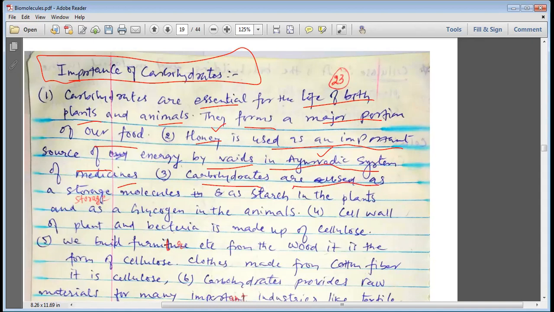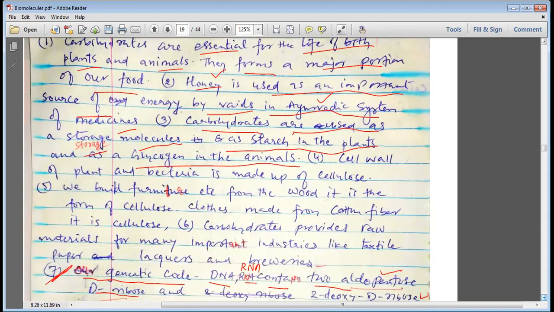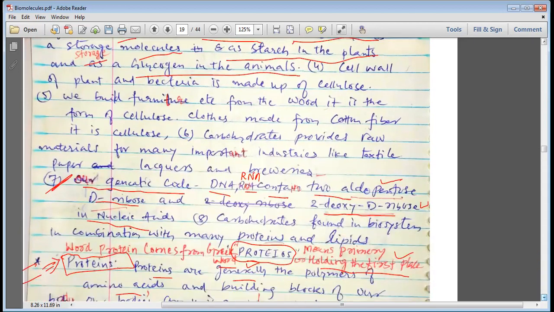Carbohydrates are used as storage molecules, as starch in the plants and glycogen in the animals. So these carbohydrates are used as storage molecules in the body of animals and plants. The cell wall of plants and bacteria is made up of cellulose. So cell walls are made up of cellulose, which is a carbohydrate.